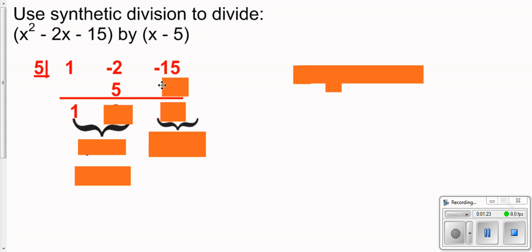Then all we have to do is add. Add down, and then we multiply. 5 times the 3 is 15. And then we add down, and we get this.